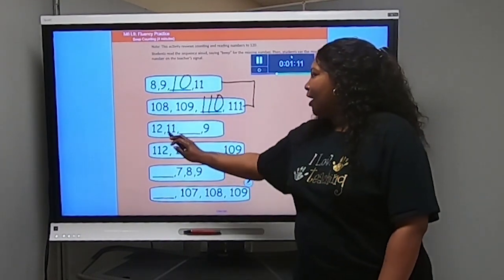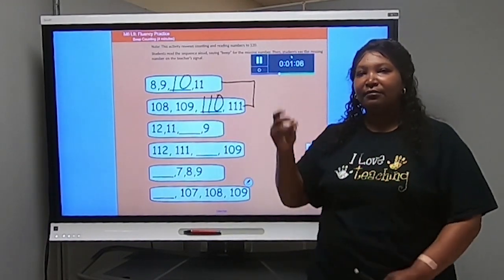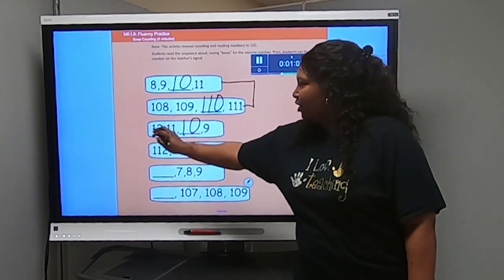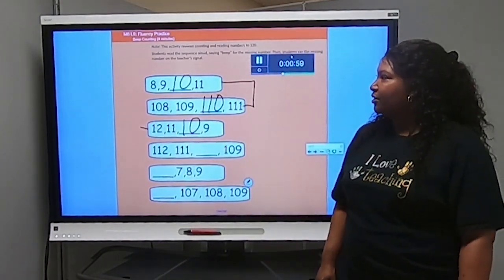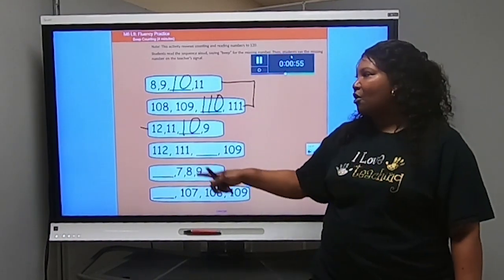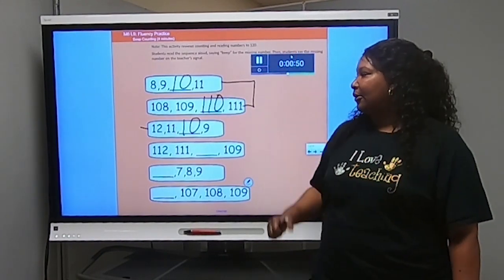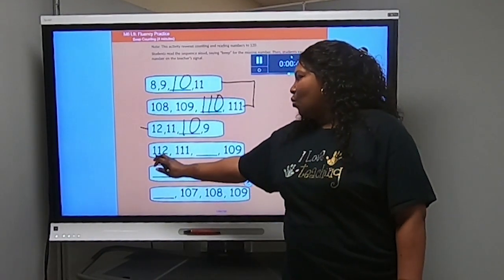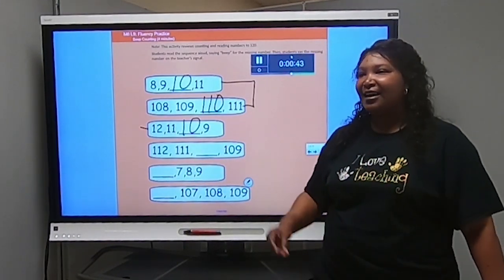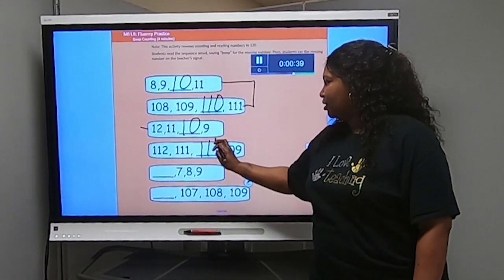Let's continue. 12, 11, beat, 9, 10. Good job. What do you notice about this sequence that was different? Yes, the numbers were going down in this set of sequence, but in the first two, the numbers were going what? Up. Okay, let's continue. 112, 111, beat, 109, 110. Good job. You're doing an awesome job.